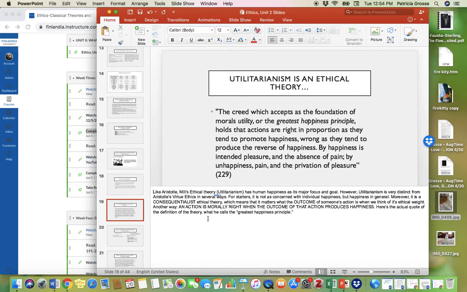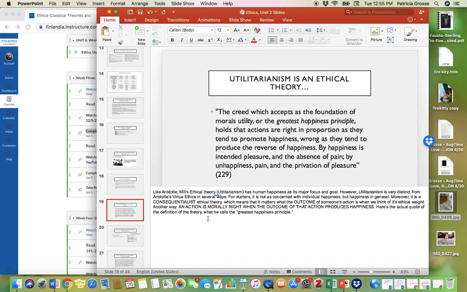For starters, it is not as concerned with individual happiness, but with happiness in general. Moreover, it is a consequentialist ethical theory, which means that it matters what the outcome of someone's action is when we think of its ethical weight. Another way to think about this is an action is morally right when the outcome of that action produces happiness.